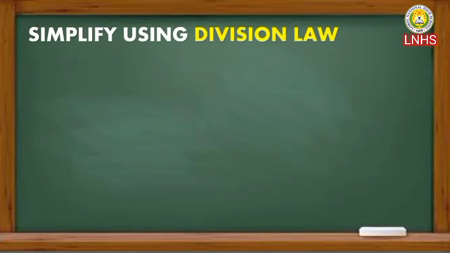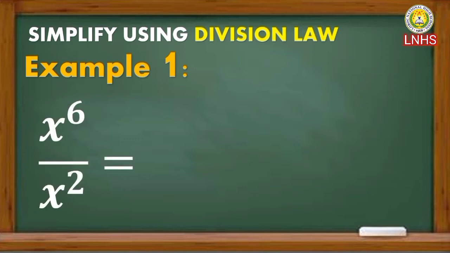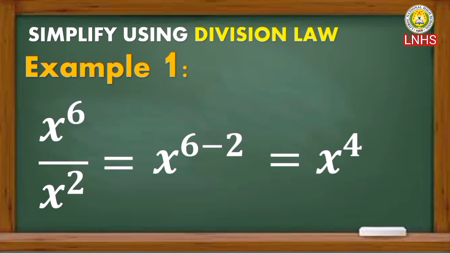Simplify using division law. Example number 1. x raised to the power of 6 over x raised to the power of 2. In this case, you have to compare the exponents of the common variable. Subtract the greater exponent by the smaller one. So 6 minus 2 is equal to 4. Then the answer is x raised to the power of 4.